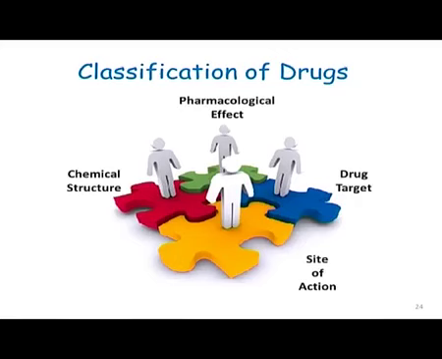With this we will move on to the next topic of today's lecture, which is about classification of drugs. How do we classify the drugs available before a medicinal chemist? Drugs are basically classified on the basis of their pharmacological effects. They are also classified on the basis of chemical structures, drug targets, or finally, on the basis of site of action. Let us try and understand these terms in a little more detail.